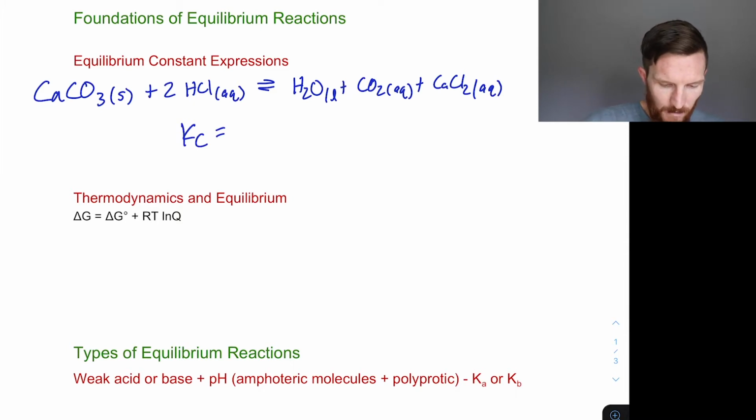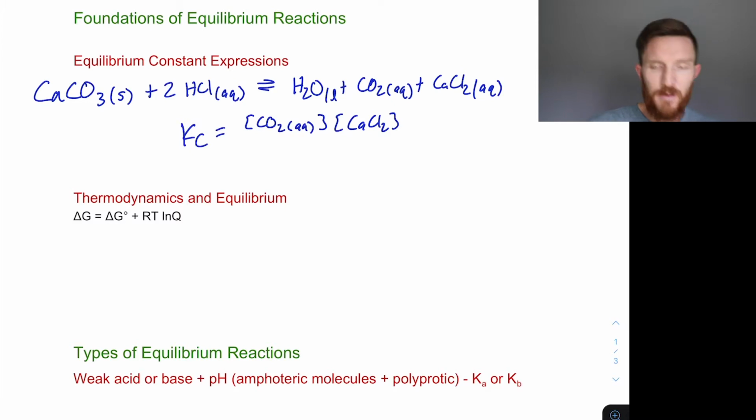So here we have carbon dioxide, calcium chloride, and reminding us that we exclude pure liquids and pure solids because they don't have a change in concentration no matter how much of them we have. If I have 1 milliliter of water or 1,000 milliliters of water, its concentration, or number of moles per liter, would be constant. It doesn't change. So we exclude those from our K expressions. That would be a pure solid, a pure liquid.